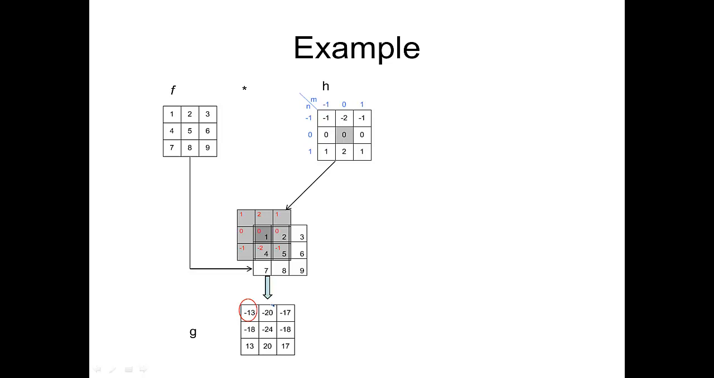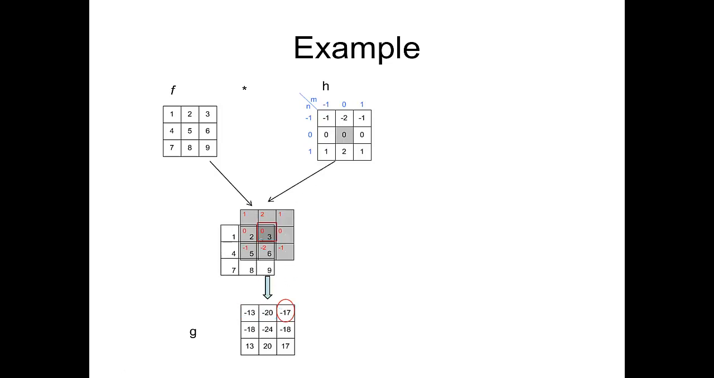If we want to get the value in this location, then we move the center to point to the corresponding location of f. Then do the whole multiplication, then the addition, then we get this one.